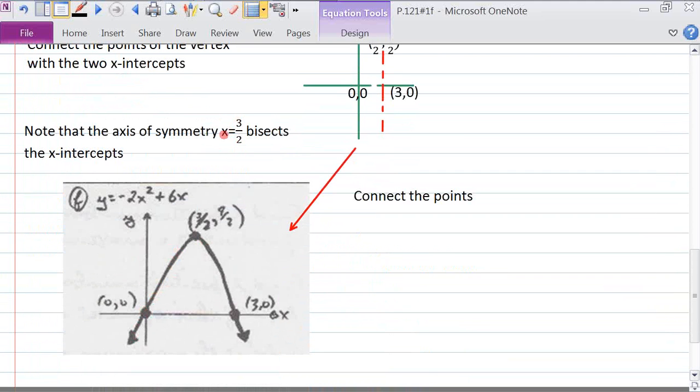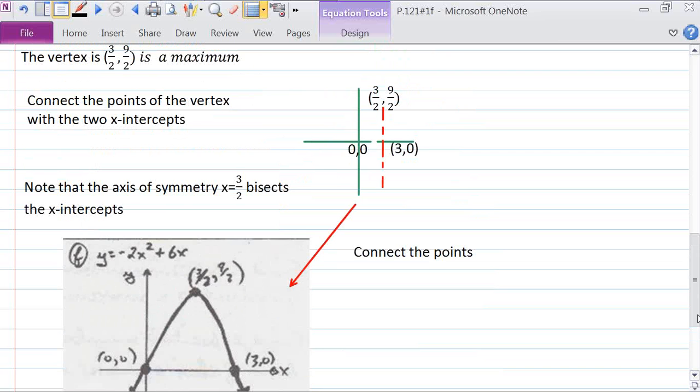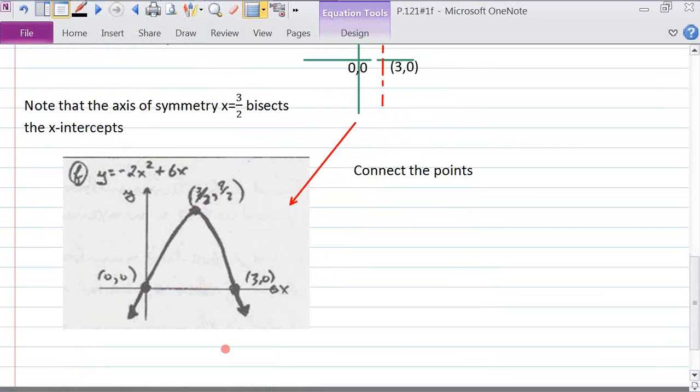And you'll notice that the axis of symmetry, which is x equals 3/2, is right in the middle of 0 and 3. 0 plus 3 is 3, divided by 2 gives you 3/2, so it lies right in the middle. So that's a way of verifying that we're on the right track. Notice this x-intercept also happens to be the same as the y-intercept.